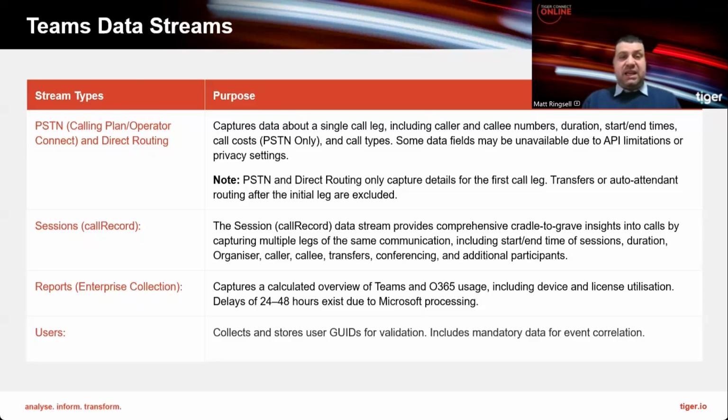PSTN connectivity for inbound and outbound calls, or you'll be direct routing, where you host your own trunks within your environment, and when you make calls, they go out over your trunks. With the calling plans and Operator Connect, which is the other type that you have, you get bundled minutes with Microsoft, and then you can make your calls from there. We gather those billing records and present them back within Tiger Prism.